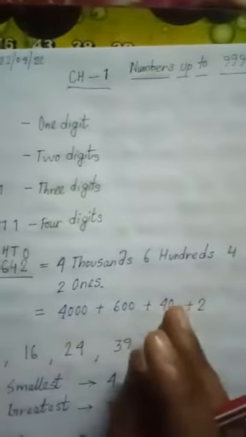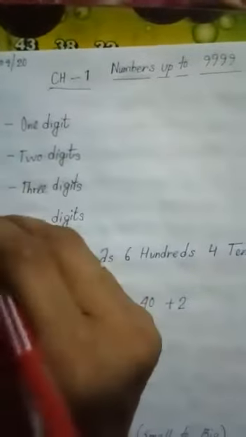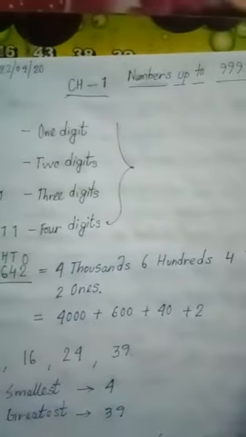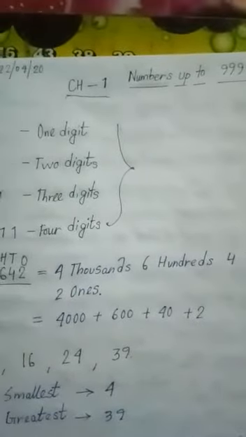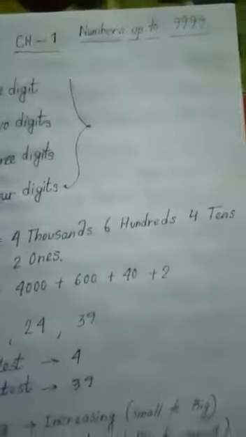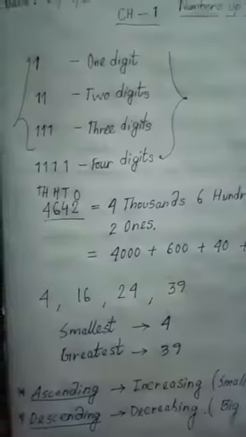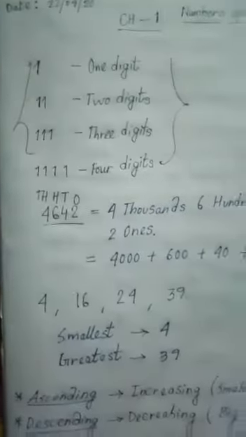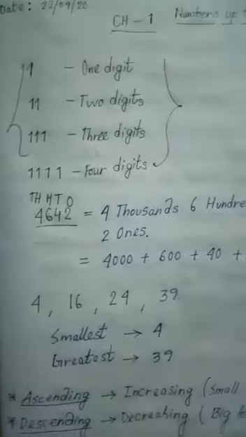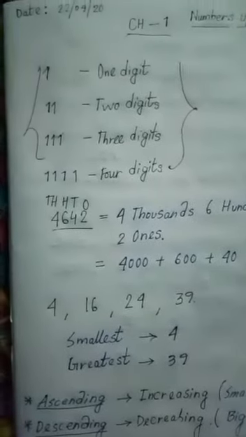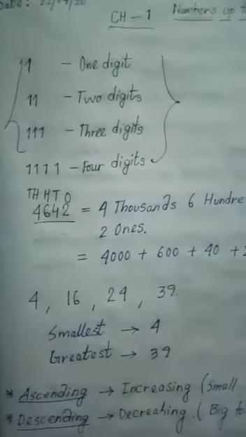So at first I will explain the digits. What are the digits? There are 1 digit, 2 digit, 3 digit, and 4 digit numbers. Suppose I give you one number, 4642. If you break this number into 1000s, 100s, tens and ones, then it is 4600, 4 tens and 2 ones. If you break it, 4640 plus 2.